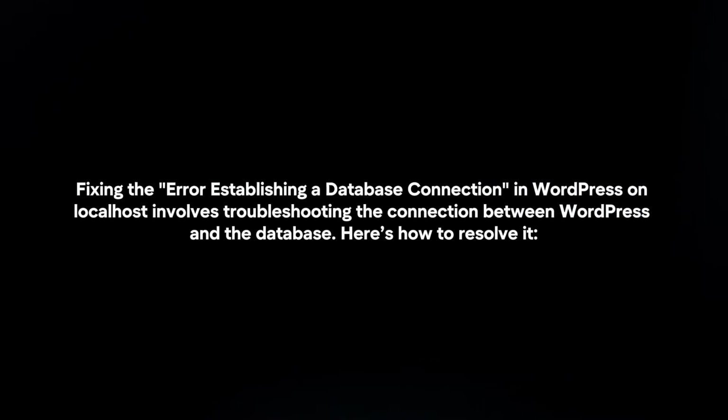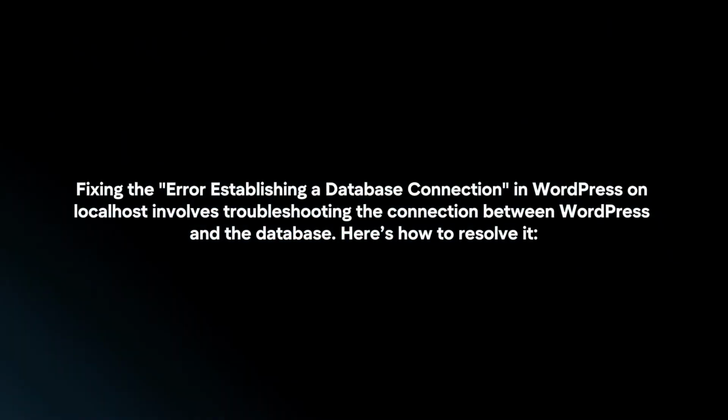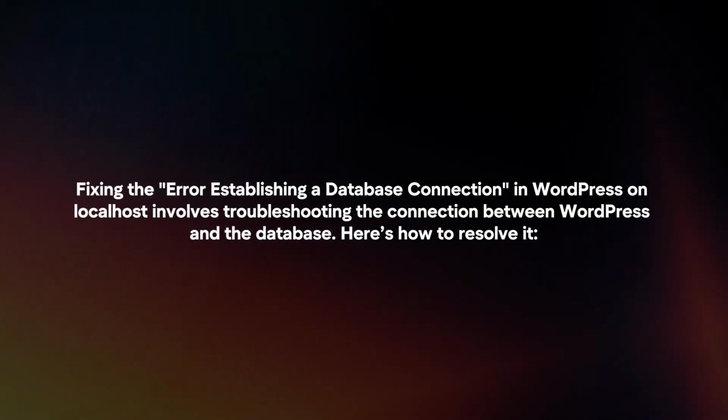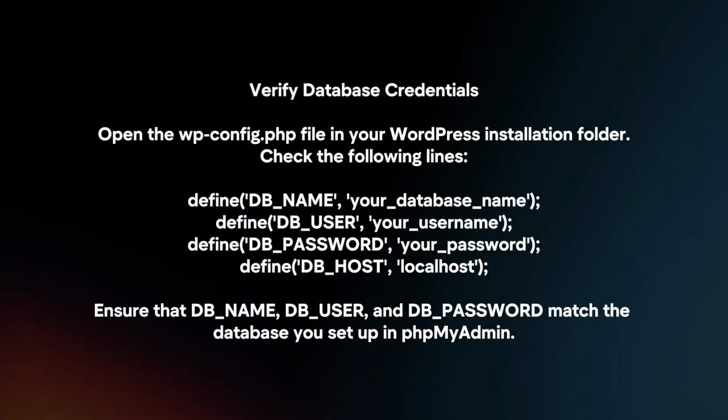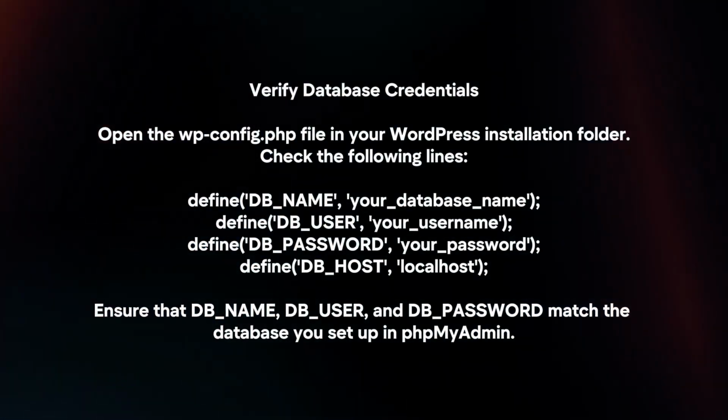Fixing the error establishing a database connection in WordPress on localhost involves troubleshooting the connection between WordPress and the database. Here's how to resolve it. Verify database credentials. Open the wp-config.php file in your WordPress installation folder.